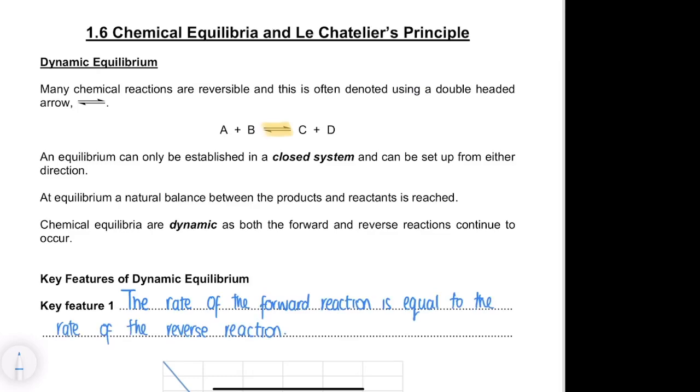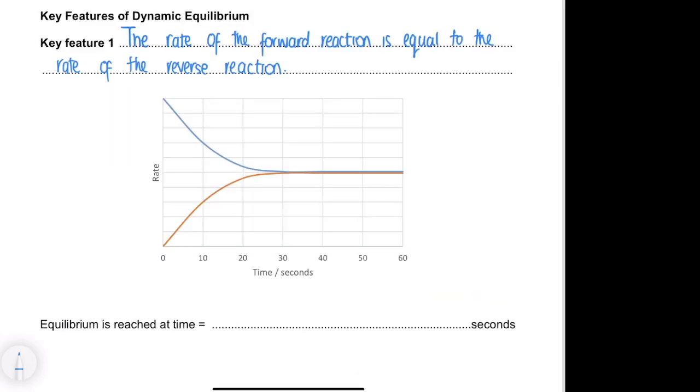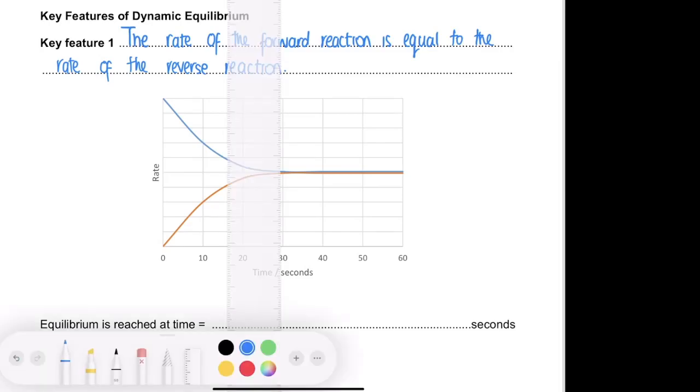So there we have it. The rate of the forward reaction is equal to the rate of the reverse reaction. If we're in dynamic equilibria, then that will definitely be true. So what I want you to do is take out a ruler and see if you can look at this graph and find the time at which equilibria has been achieved. Equilibria is achieved when the rate of the forward and the reverse reactions are the same. So I've put my ruler at the point where the forwards and the backwards reactions have the same rate, and I'm going to draw a line down to the x-axis.